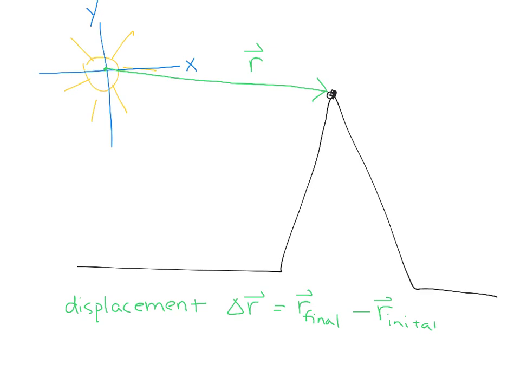So let's say you started at the top of the mountain and then you finished at the bottom of the mountain. This would be our initial. Your position vector again goes from the origin to the location that you're talking about, so this is our final. And the displacement vector, you just subtract our initial from our final.